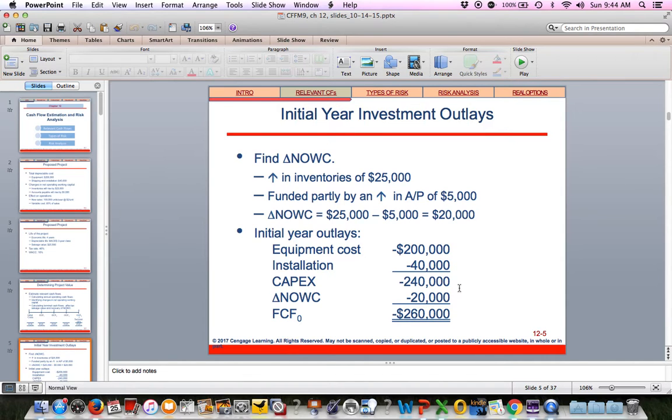My net operating working capital then, again, was 20,000 extra I have to spend to buy inventory, raw materials basically. And so my initial cash outlay is 260. So I need 260 of cash on hand to fund this project.